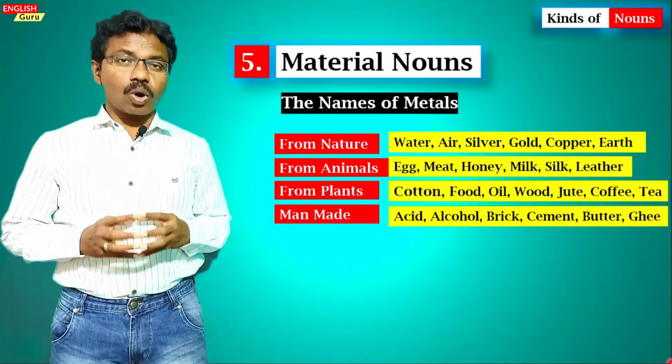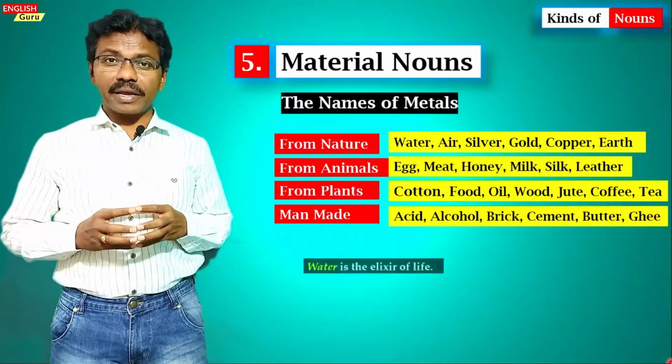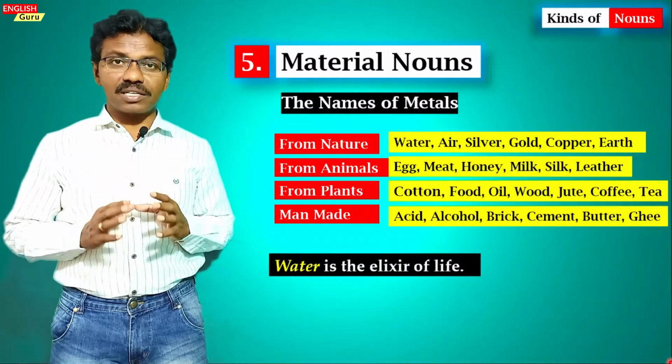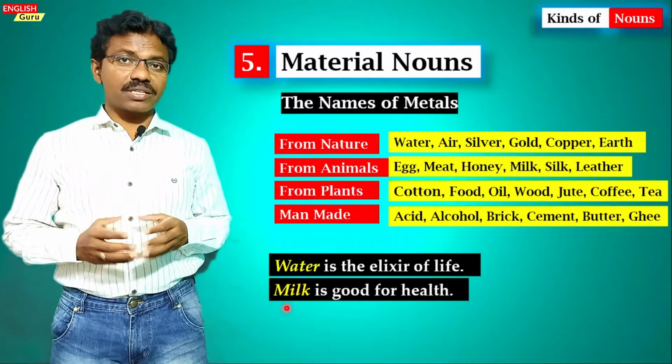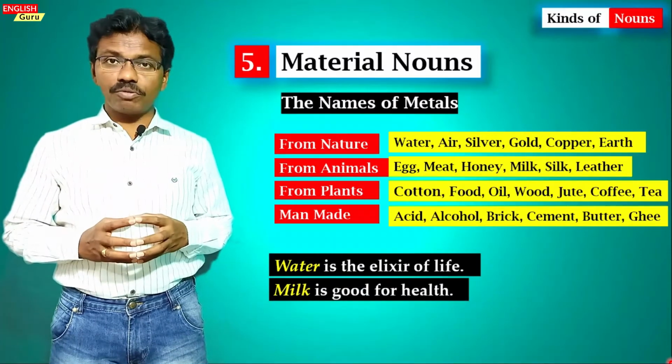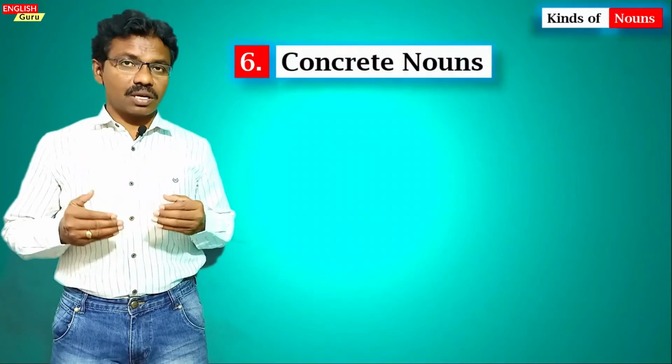So these are all called material nouns. Anything that is in the form of material is called a material noun. Water is the elixir of life. Water is a material noun. Milk is good for health. The word milk is a material noun.